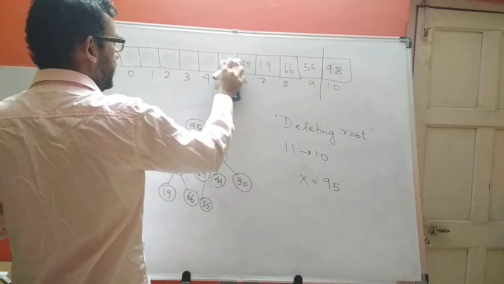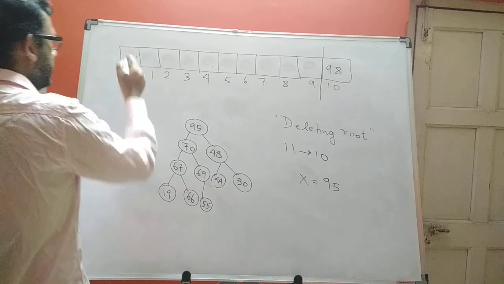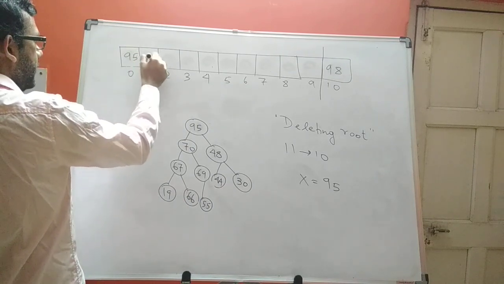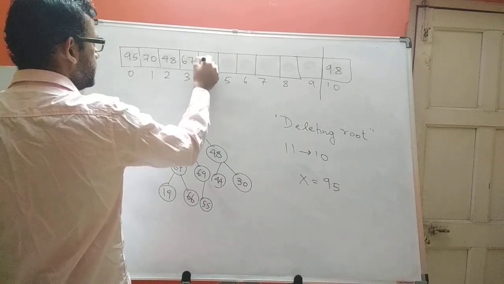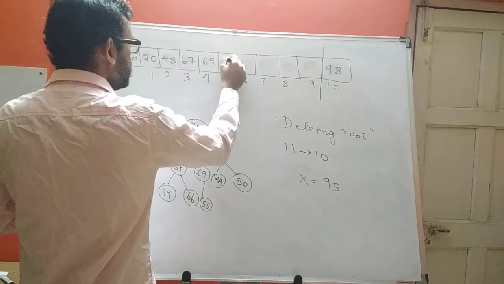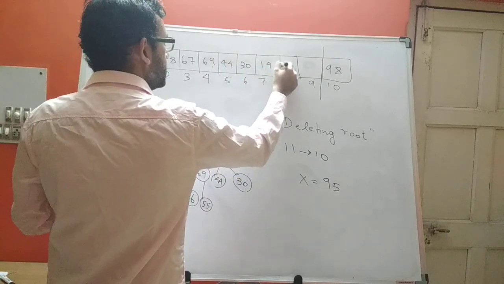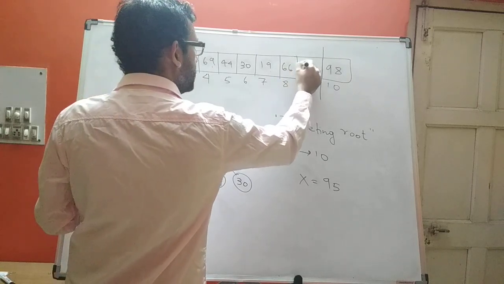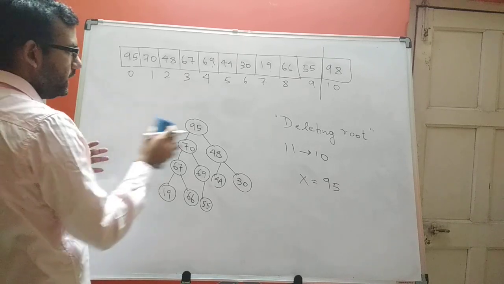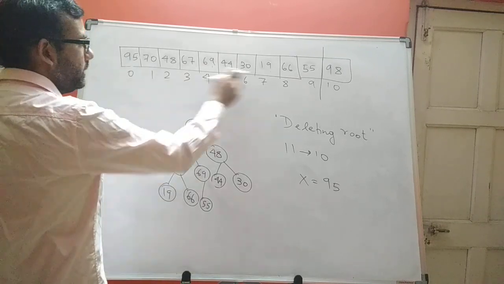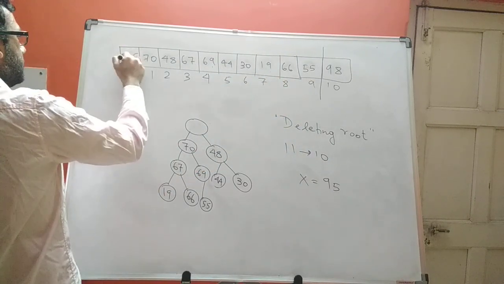So the array has changed because of the swap operations. As a result, now I have 95 here, then I have 70, then I have 48, then I have 67, 69, 44, 30, 19, 66 and 55. Okay. Now I am in a position to delete 95. So if I delete 95, I would replace it with the last element in my heap. What is the last element in my heap? 55. So 95 would be replaced by 55.